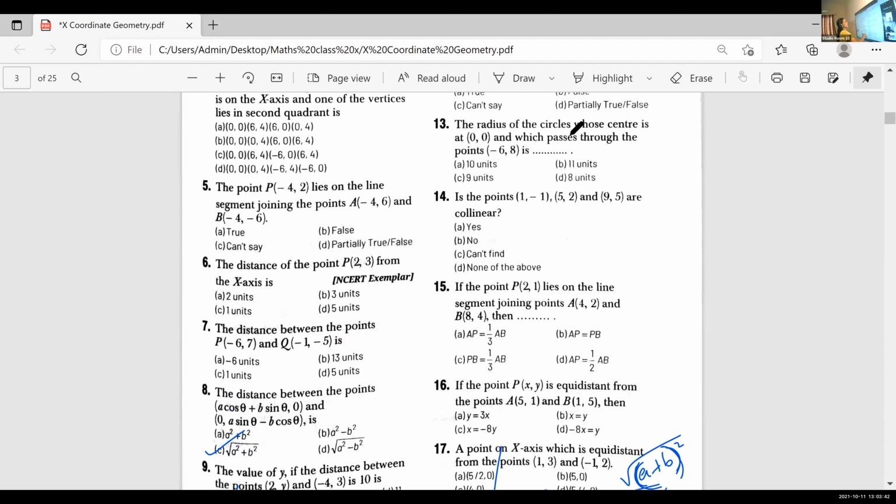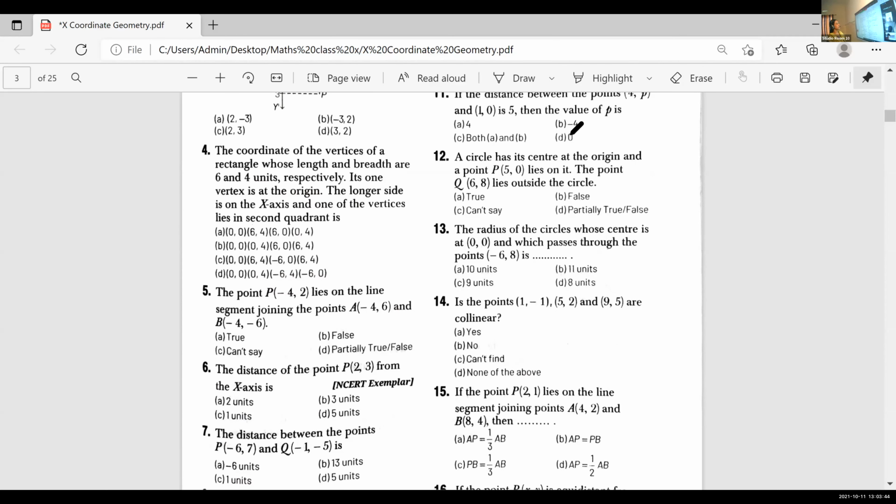13th one. The radius of the circle. Okay, do the 12th one and 13th one. Do the 12th one and 13th one. Circles. Okay, question problem based on circle. Look at the 12th one.